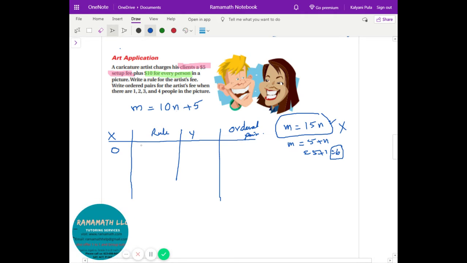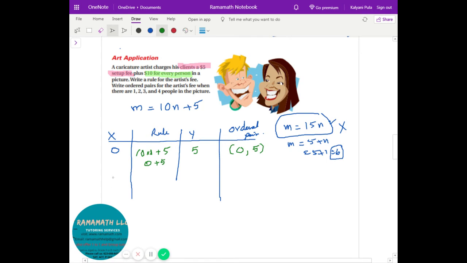According to the rule, now n is 0. So I'm going to replace n with 0 here. It's going to be 10 times 0 plus 5. 10 times 0 is 0, plus 5, which is 5. So $5 is the cost. So the ordered pair is 0 and 5.